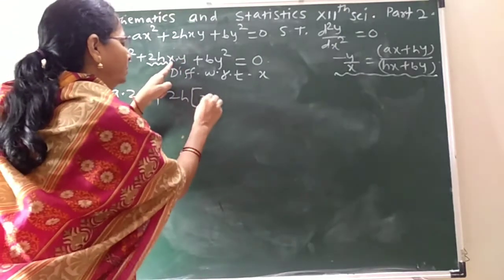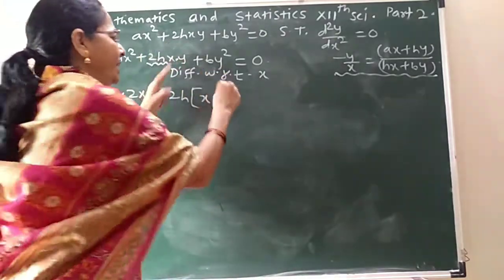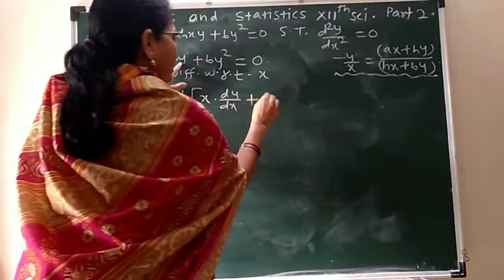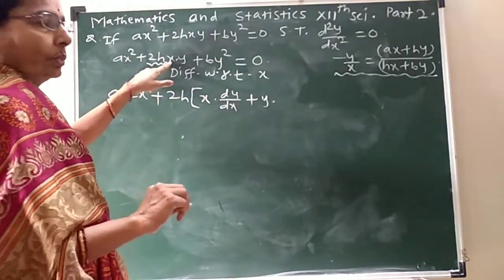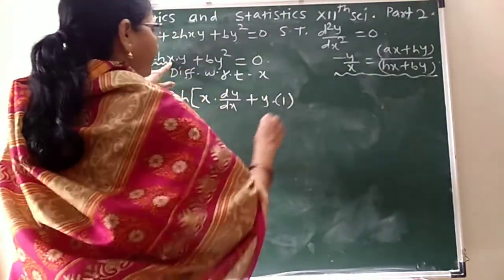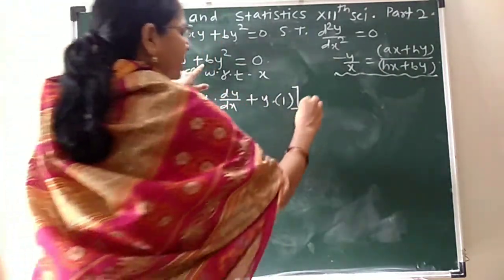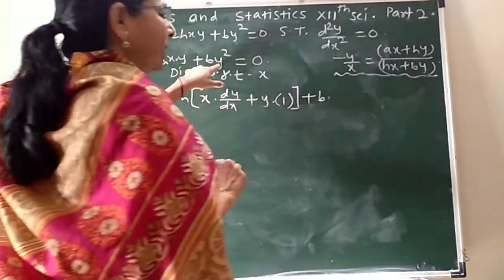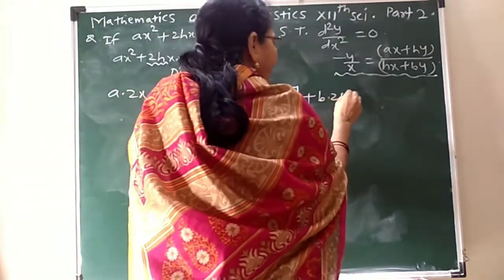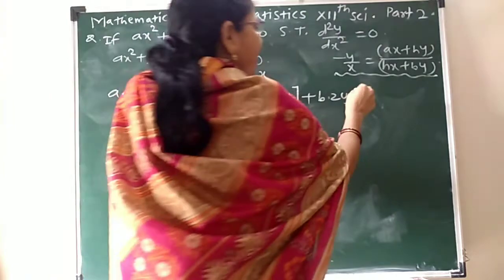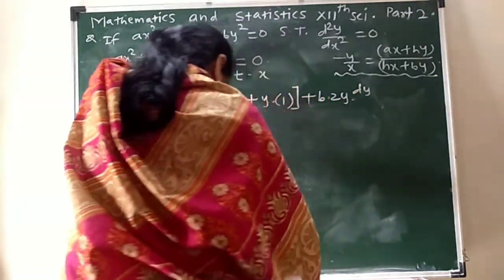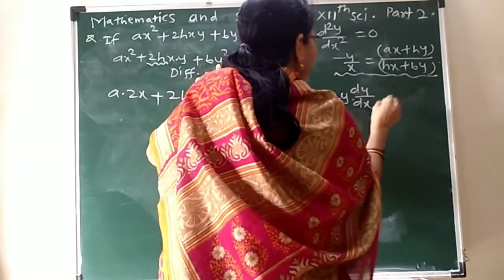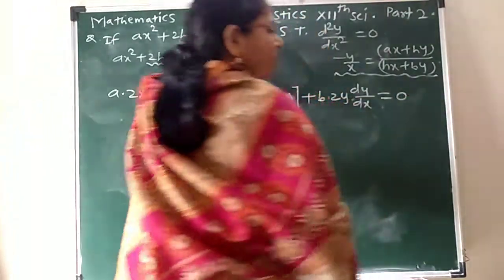U, derivative of v, dy by dx, plus v, derivative of u. The derivative of x is 1, plus the next term, b is constant, y square derivative is 2y, y derivative is dy by dx. RHS derivative of 0 is 0.